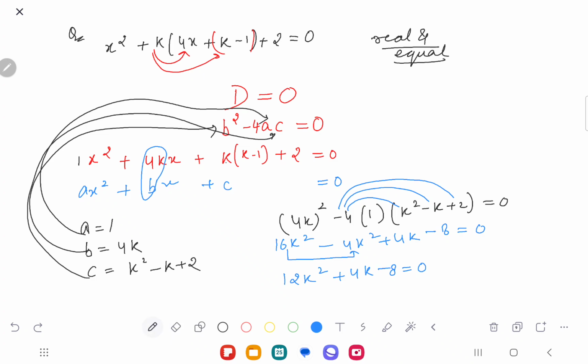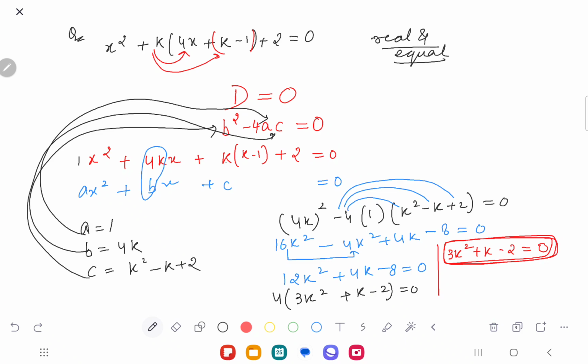And I can take out 4 common. So 3k square plus k minus 2 equals to 0. So what do you think would happen here? So we would have 3k square plus k minus 2 shall be 0. Yes or no? And here what is happening? Here now I have to find k. Now to find k I have to solve another quadratic equation. That's a little bit different question. But to solve this here, I would have to solve another quadratic equation.